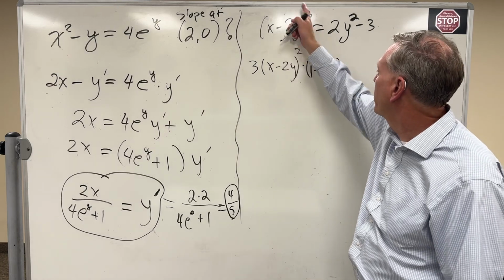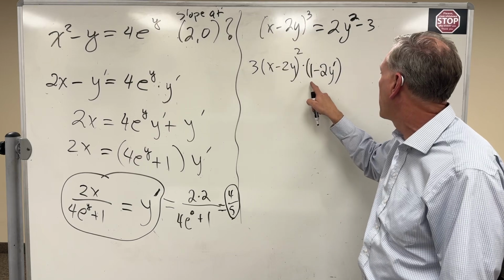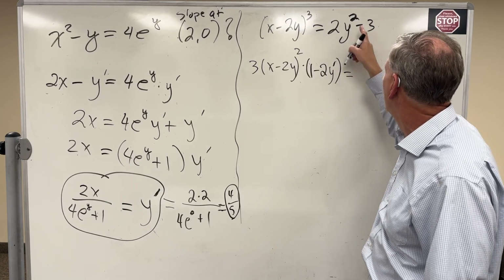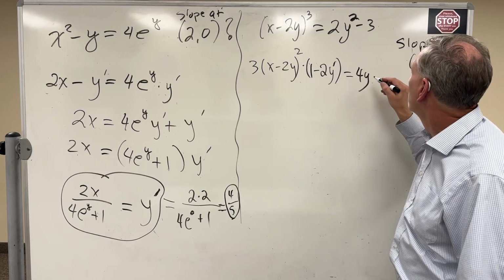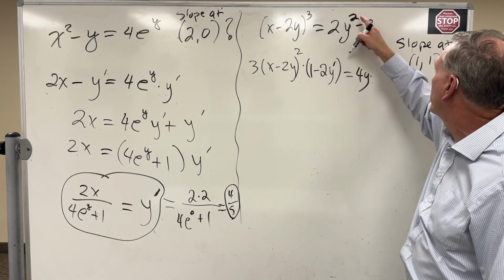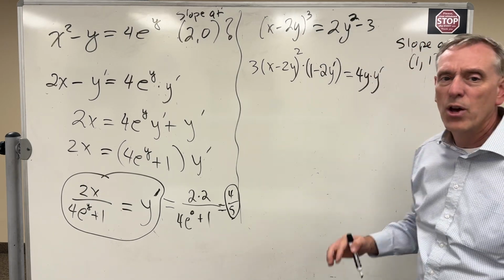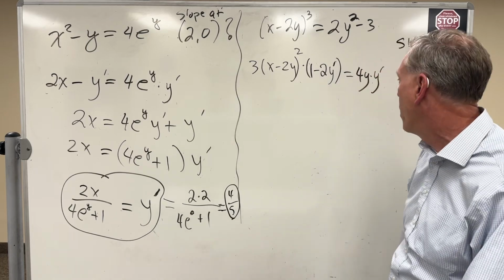So that's the derivative of the whole, 3 in front of the whole thing to the second, times the derivative of the inside, 1 minus 2y prime. And this is equal to the derivative of the whole, that's 2 times 2 is 4y to the first, times the derivative of the inside, which is y prime. And then minus 3, the derivative of minus 3. Hopefully you all know by now, the derivative of a constant is just 0, and we can move on.